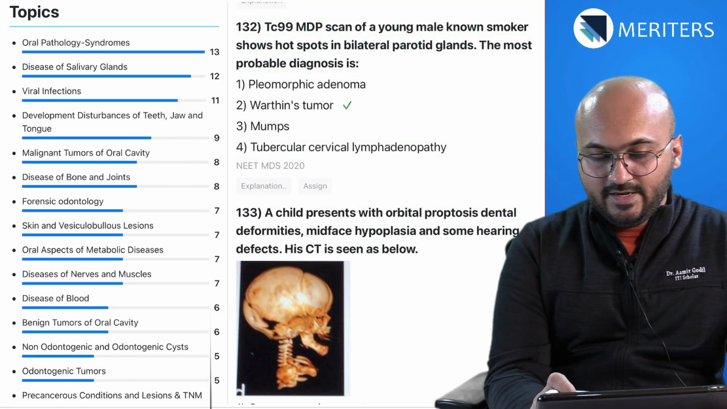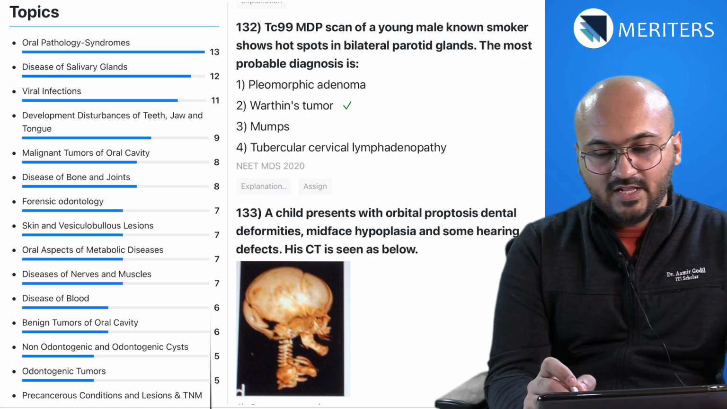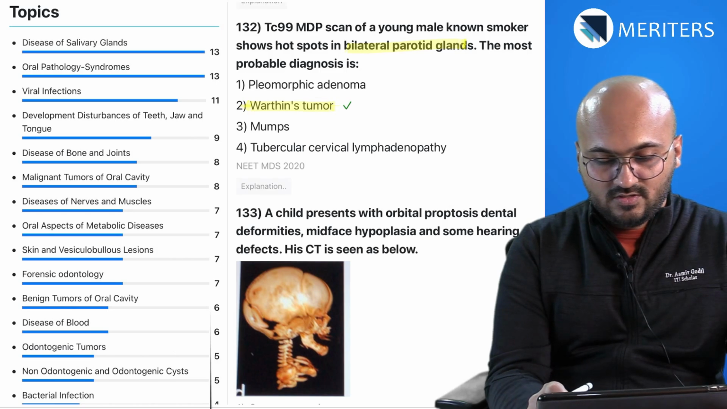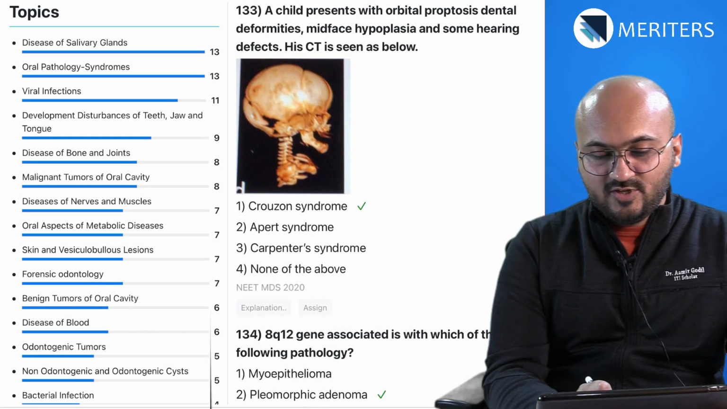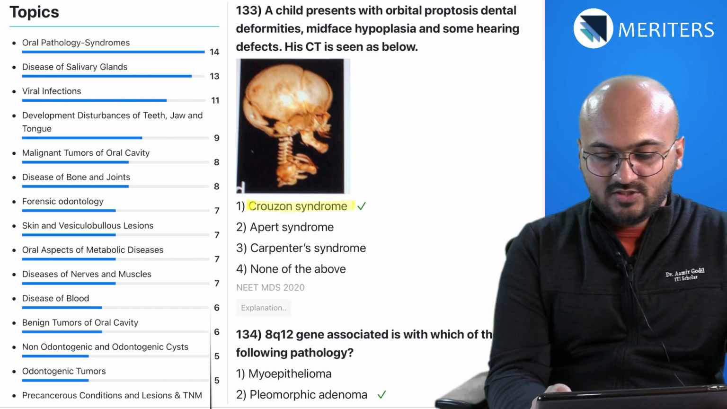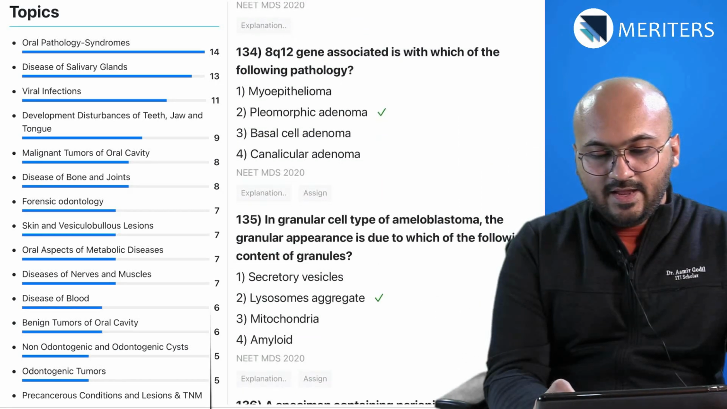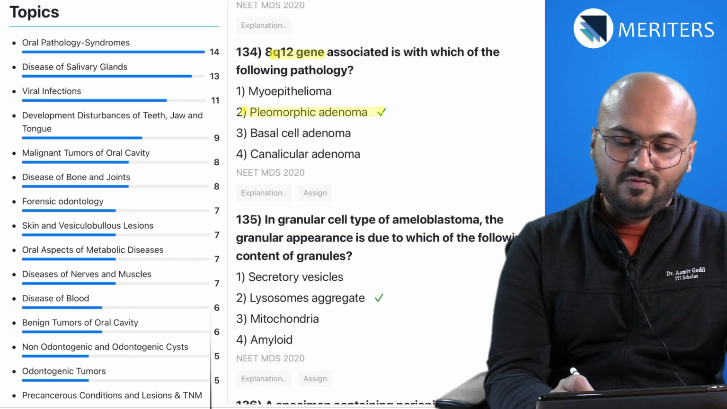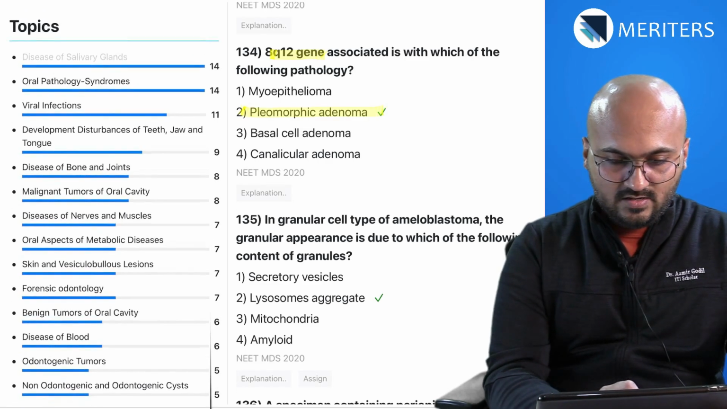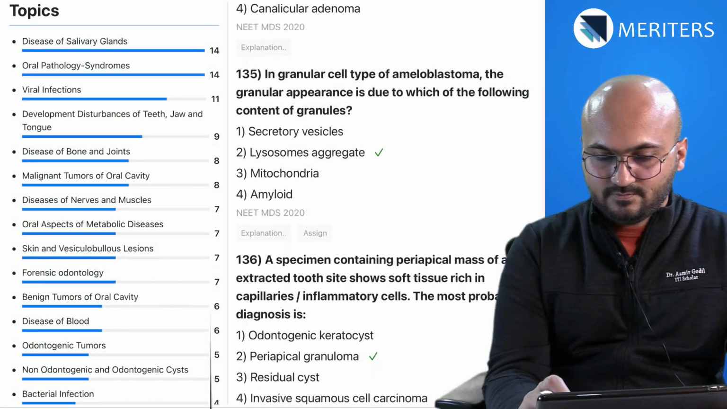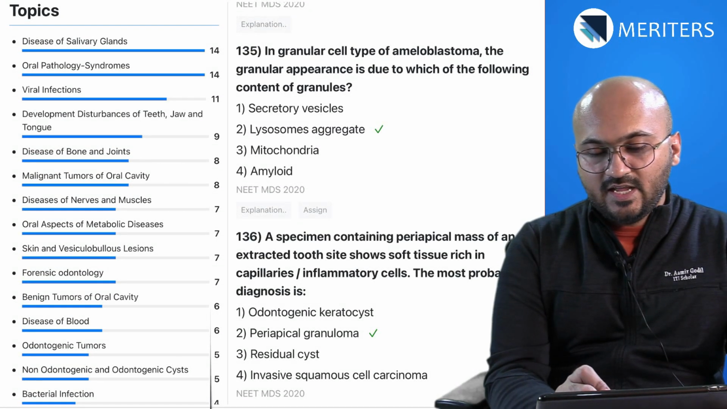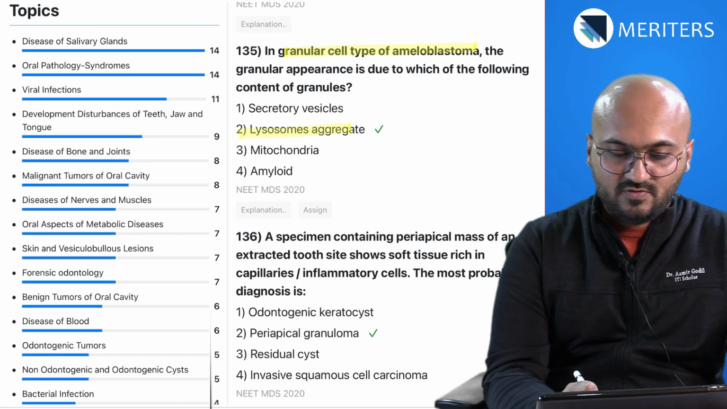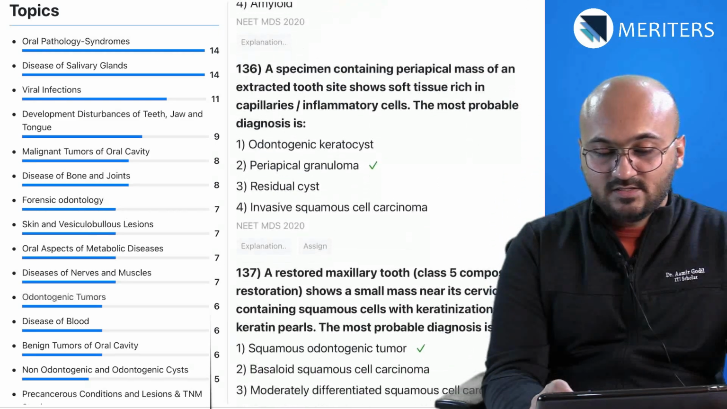Then technetium 99 MDP scan of a young male smoker, hotspots bilaterally parotid, that is Warthin's for sure. Then another CT image of Crouzon syndrome, second time CT image. 8q12 gene, the locus is popular for pleomorphic adenoma. That's salivary glands. Then in granular cell type ameloblastoma, so that's odontogenic tumor. What are you going to see in the granules? So we have lysozyme aggregates.